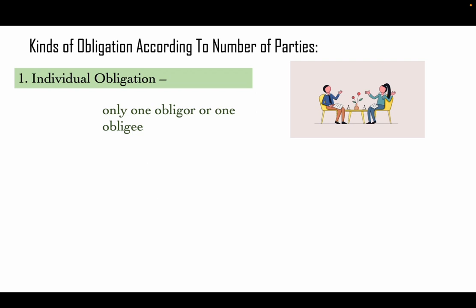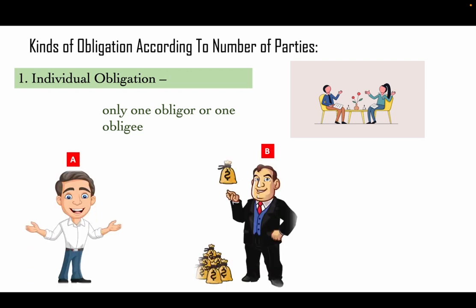Remember, there is only one obligor and one obligee. For example, there is A and there is B.